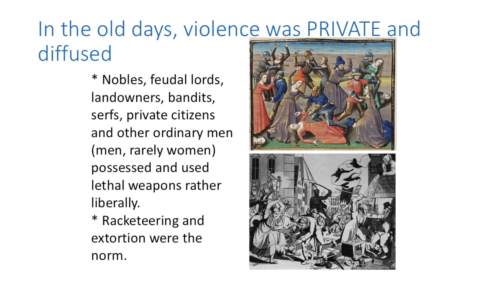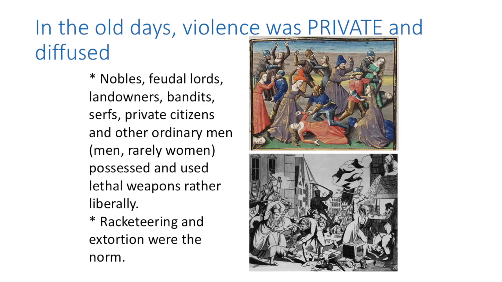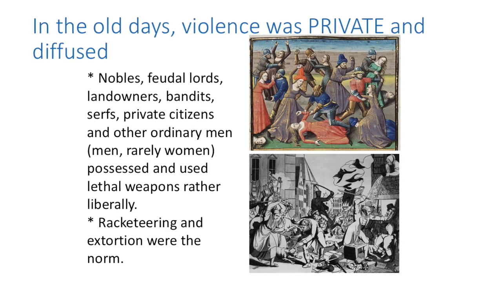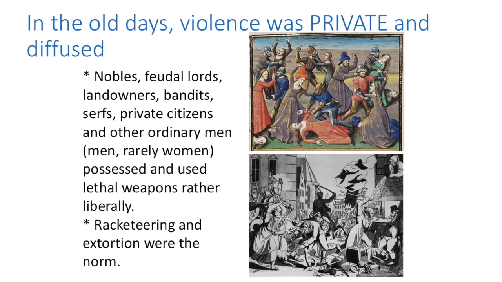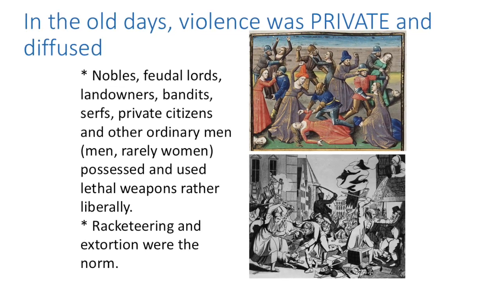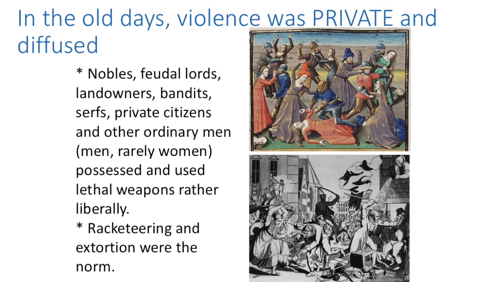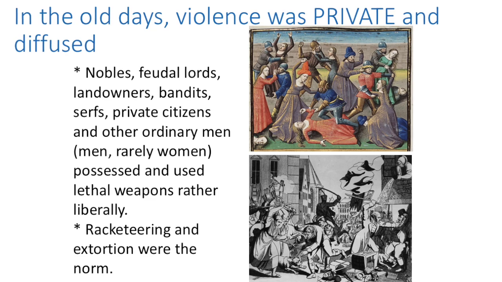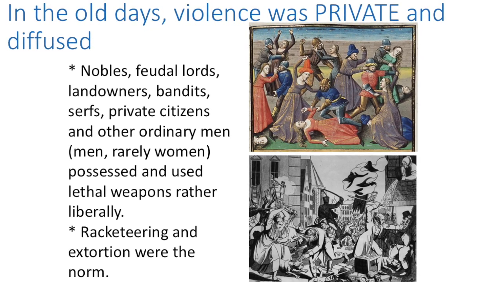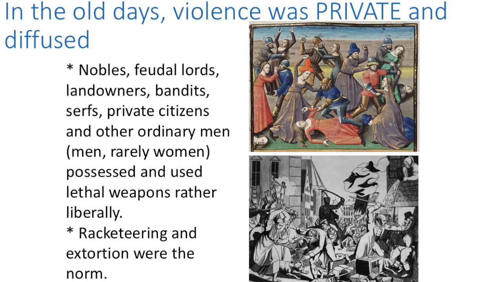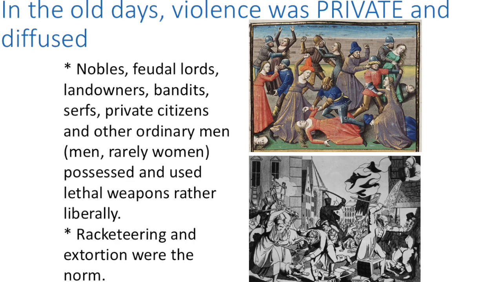So what do I mean by this? In the old days, in the feudal system especially, violence was private and diffused. So in Europe, violence was private and diffused. So what does this mean? Nobles, feudal lords, landowners, bandits, serfs, private citizens, and ordinary men, it was mostly men, possessed and used lethal weapons rather liberally. So the authority to use violence was dispersed. It was private. And you can think of this almost in terms of a protection racket. The feudal system was kind of a bit of a protection racket.